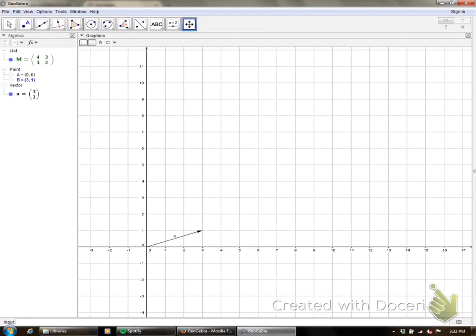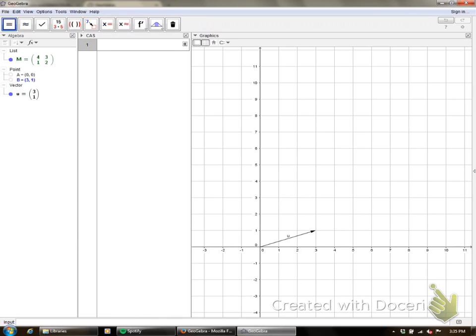Okay, so what we want to do is actually visualize what's happening when we multiply our matrix times its eigenvector. So when we take our matrix times our eigenvector, this is what we get. So we're actually going to open up another piece here. It's the computer algebra system, and we're actually going to multiply that matrix times the eigenvector, and we get 15, 5, just like we did before.